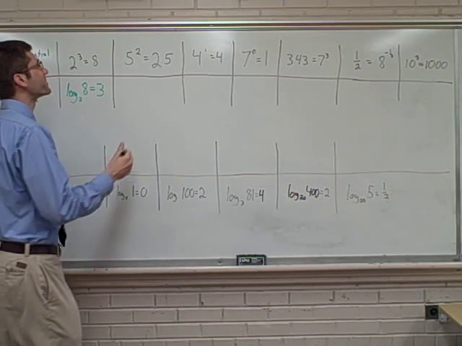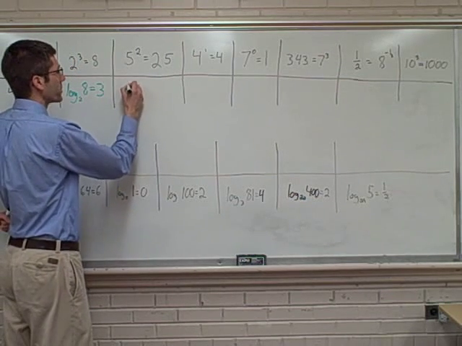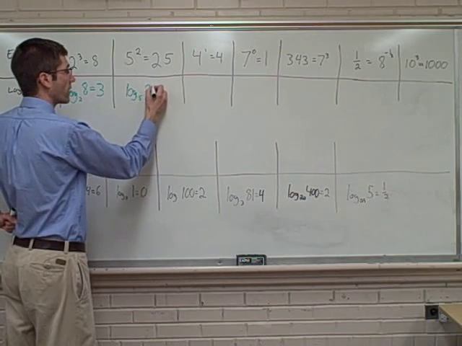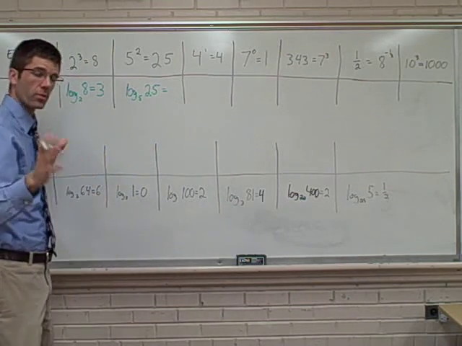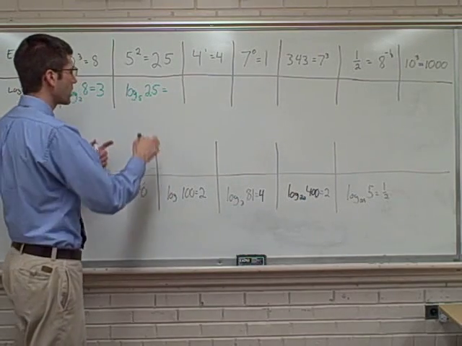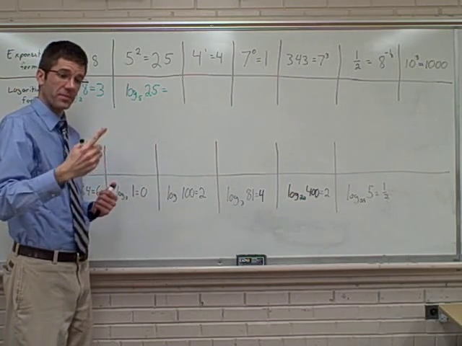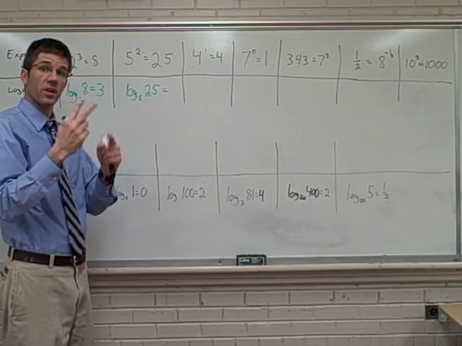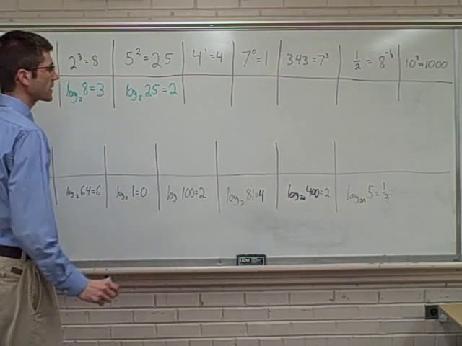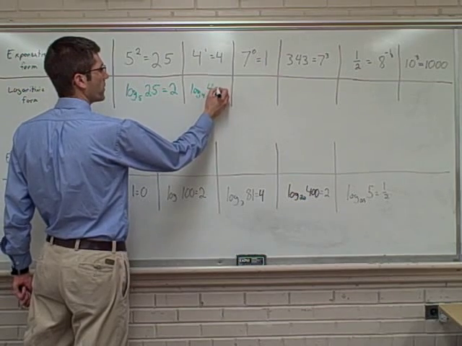Next problem. So the next problem is going to be log base 5 of 25, and that is equal to 2. But before I write the 2, let me clarify. What this really means is 5 to what power will give me 25? Well, 5 times itself, so 2 5s, an exponent of 2 would give me that. Okay, let's keep going. Log base 4 of 4 equals 1.